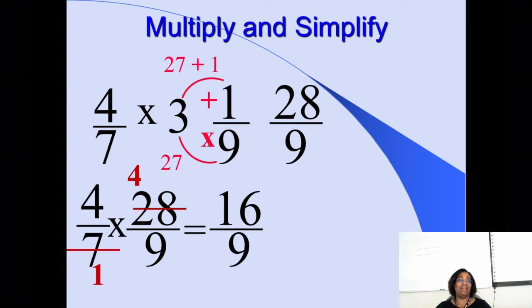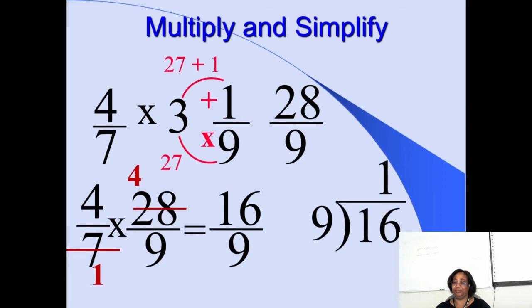So now I've got it reduced all the way down to 16 over 9, but I am not finished. Because this is an improper fraction, I need to simplify it and make it a mixed number. You're supposed to multiply and simplify. How do I make this a mixed number? 16 divided by 9. Okay. So how many times will 9 go into 16? Once. And what's left over? 5.